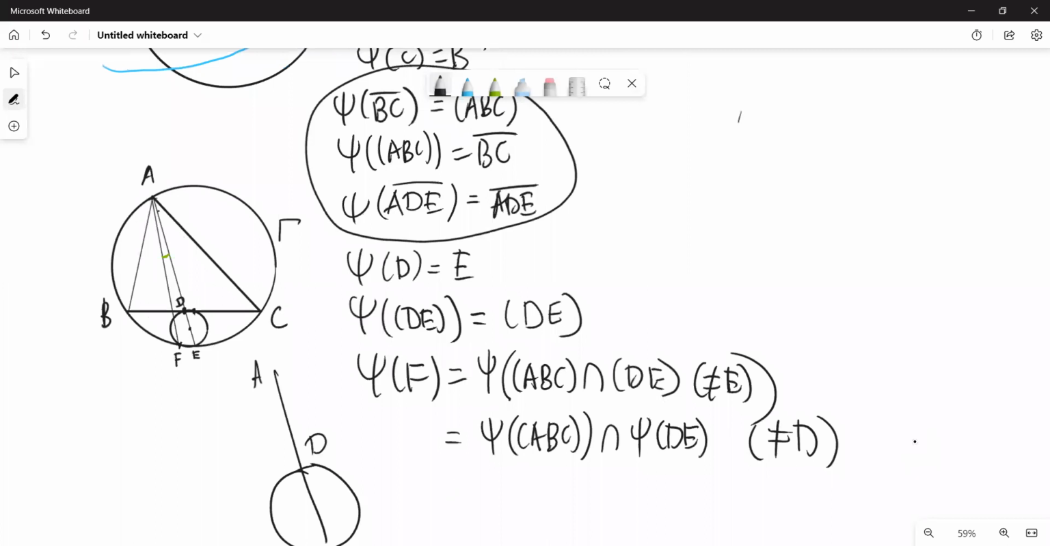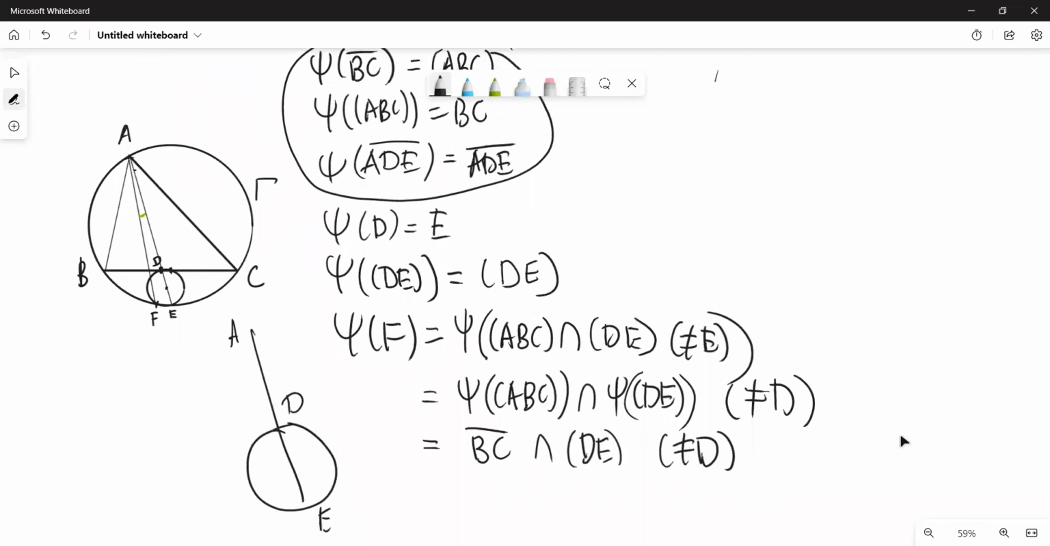But what's the image of ABC? That's BC, line BC. What's the image of line D? Sorry, this is not a line. This is the circle with diameter DE. What's that? That's again the circle with diameter DE, which is not D. But that's G, right? That's the thing that we introduced in the last solution. And we already proved quite nicely that it is the midpoint of BC.